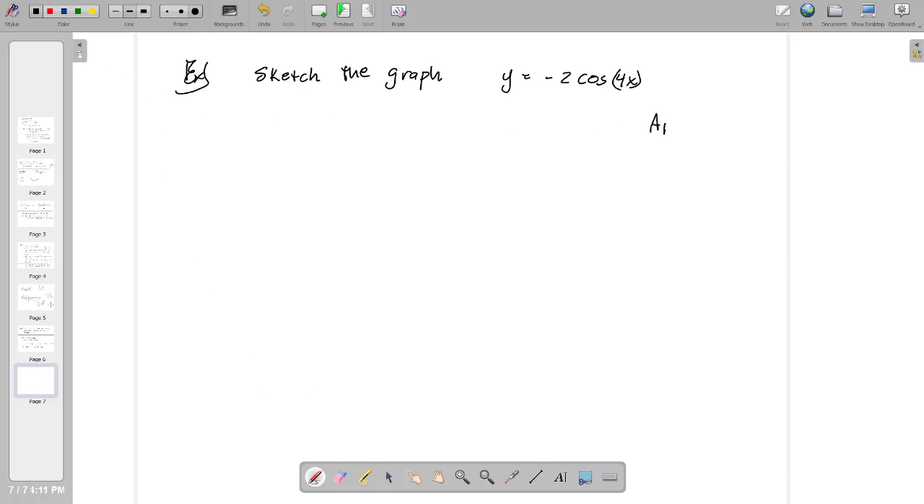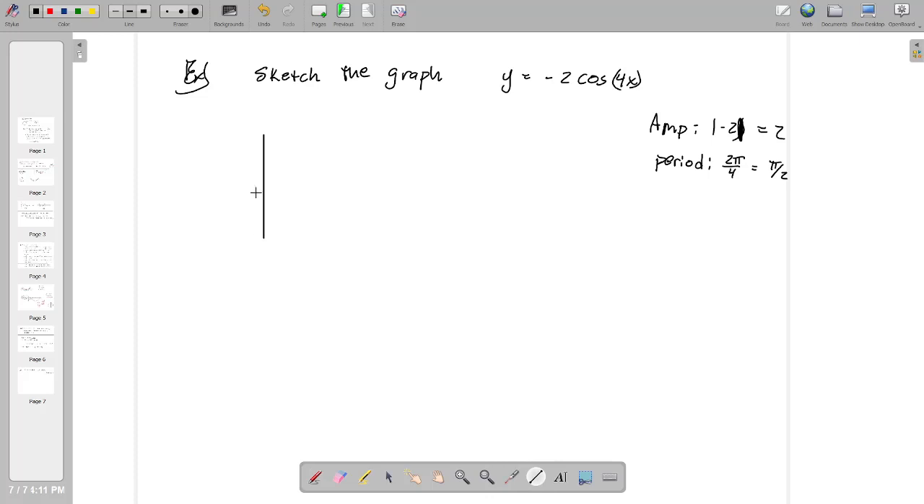Remember, amplitude is equal to the absolute value of A. In our case, A is -2. So the absolute value of -2 is 2. So our amplitude is 2. Now we have to keep this negative in mind because it reflects about the x-axis, but the amplitude is still just 2. The period is 2 pi divided by the number in front of x. So 2 pi divided by 4. That gives us pi over 2.